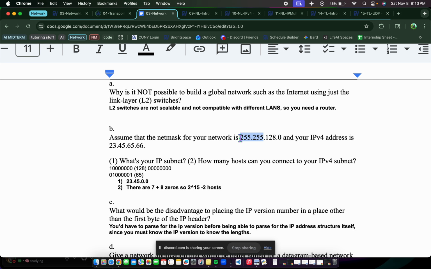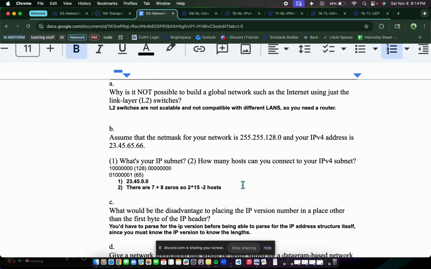Right. So all you need to know is that you're looking at these bits over here because your net mask ends after this last bit. This 128 is saying that this 1 is part of your net mask. All of these bits are your host bits. And that's how I got the 7 plus 8 host bits and plug it into the formula, and that's the number of hosts.